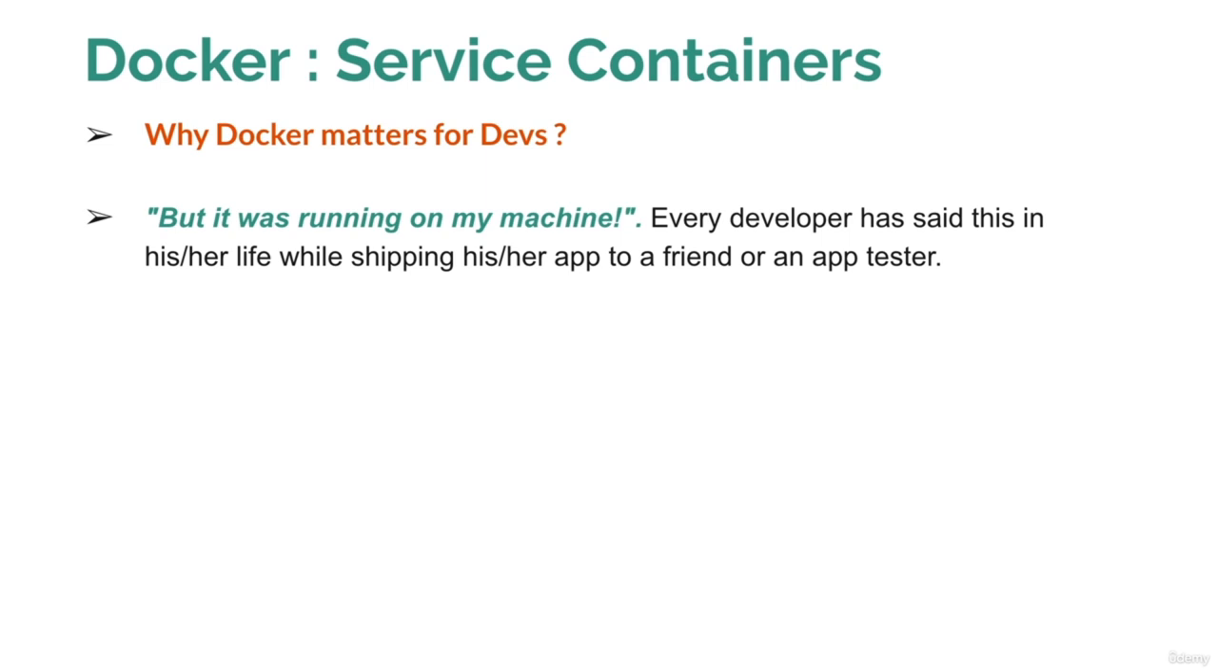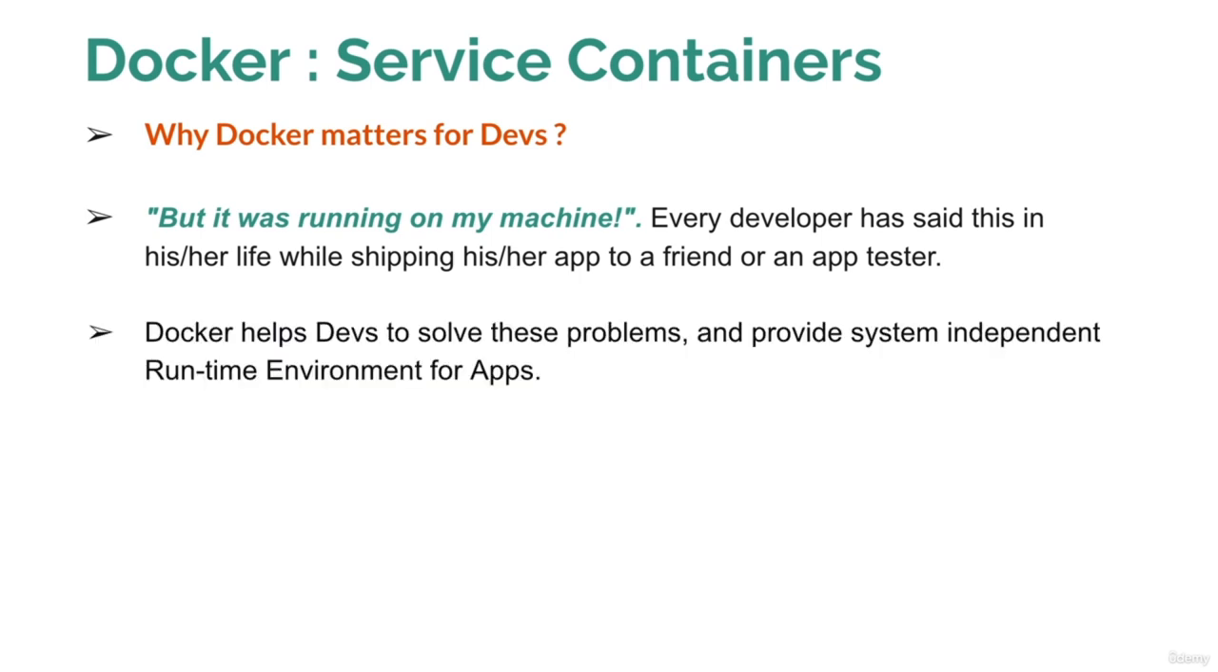So does it mean the developer is developing the application to execute on their machine? No. The developer is developing the application so that he can build it, ship it, and execute it on the production environment. So what are those reasons why the application mostly works on the developer's machine and it fails on the tester machine, or it fails on the production, or it fails on someone else's machine?